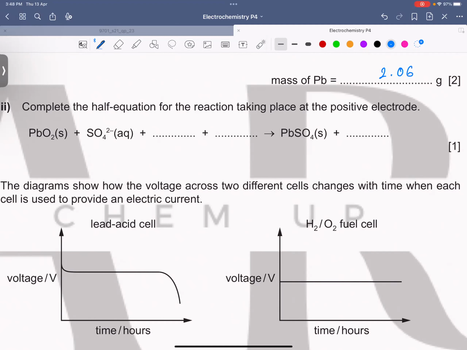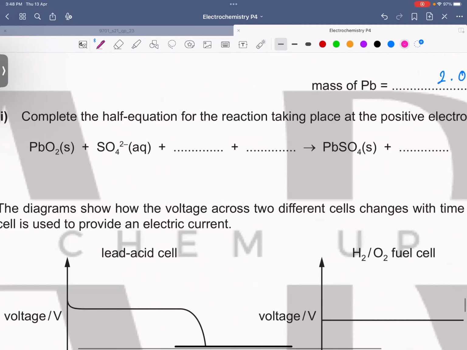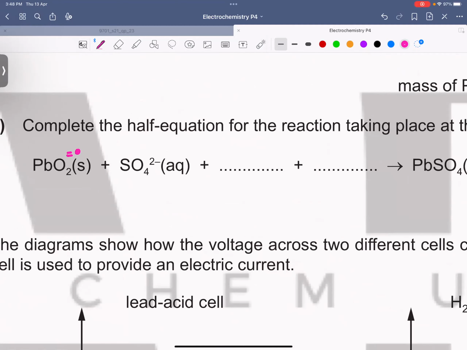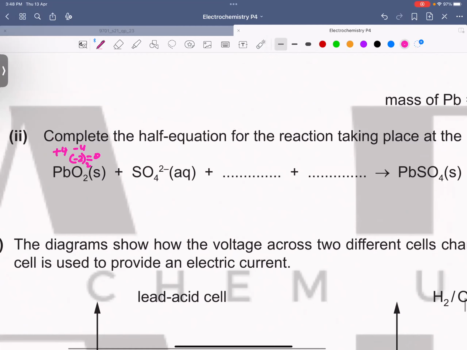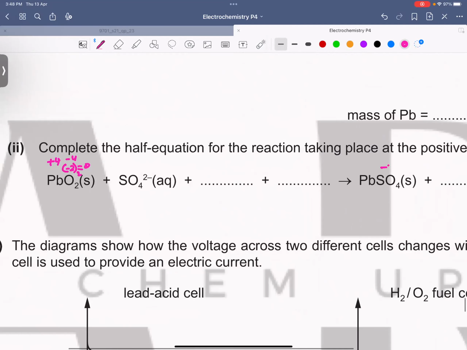Yes, can anybody complete this half equation? Okay, then have a look. What you do, first find the oxidation number. If you see, the net charge is 0, right? And it's -2 times 2, making it -4. So the lead has a +4 oxidation number over here. And if you look over here, it's -2. So the lead must be +2. So what we know is that 2 electrons are gained. So 2 electrons.